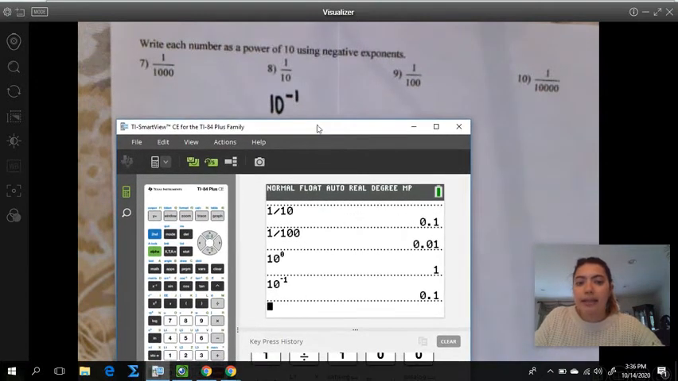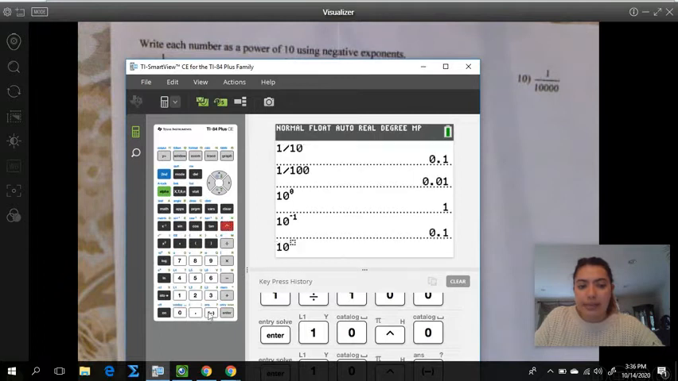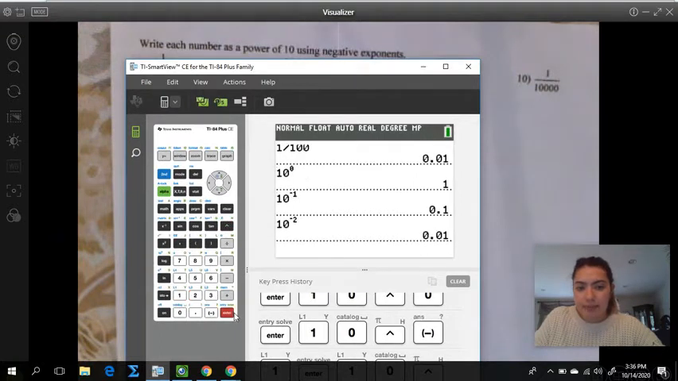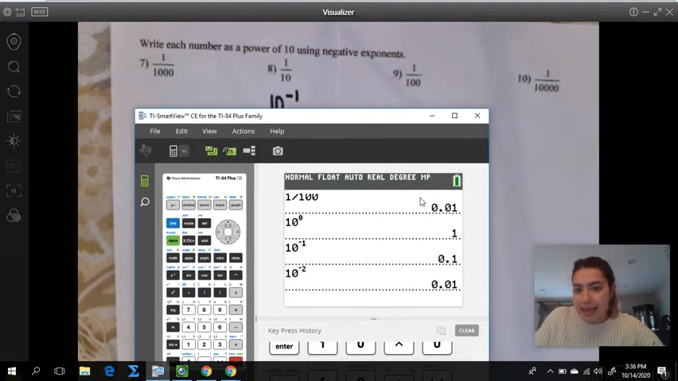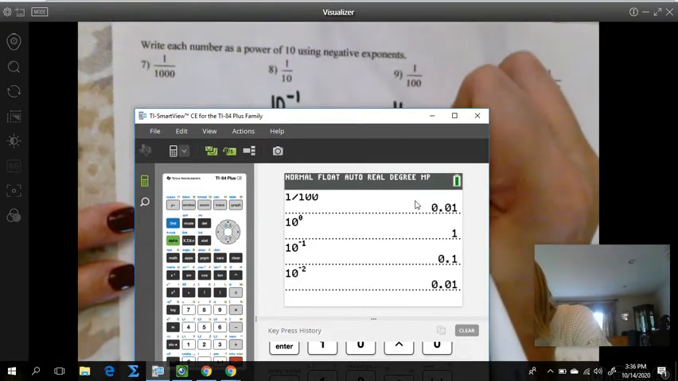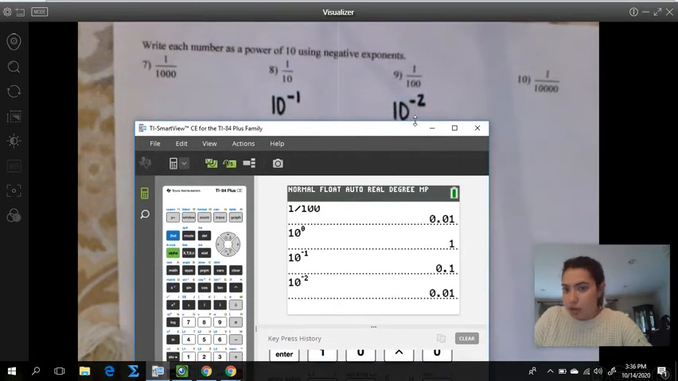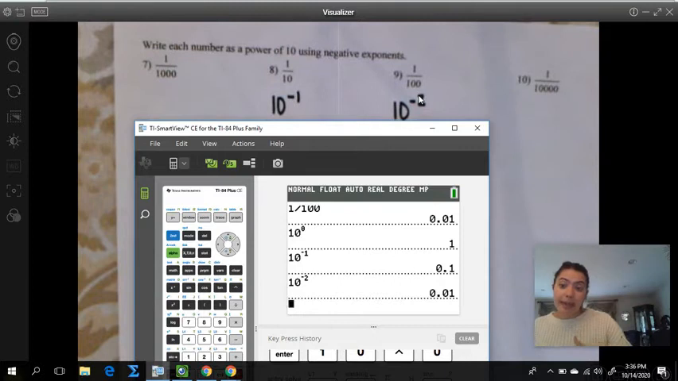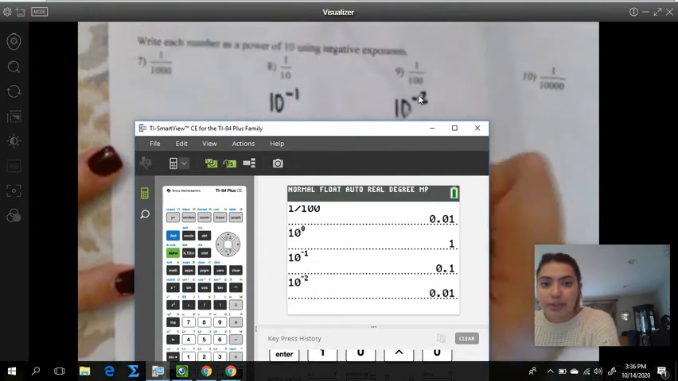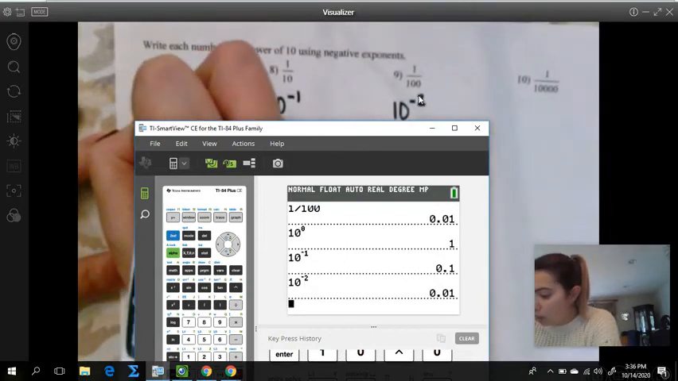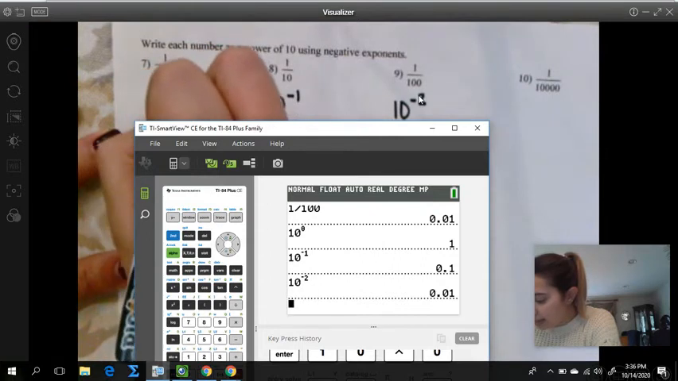Now let's talk about 10 raised to the negative 2nd exponent. That's 0.01, which is the same as 1/100th. So that's 10 raised to the negative 2nd power. Notice in the number 100 you have 2 zeros, and we're raising this to the negative second power. So negative means it's in the denominator, and 2 means it has 2 zeros. If we use that hypothesis, we can say that 1/1000th is 10 raised to the negative third power.